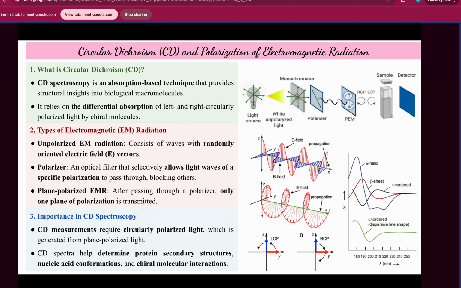Depending on the variable absorption of either of these two lights, different protein secondary structures can be identified, because each secondary structure has a unique absorption for these two circularly polarized lights. So this is just a representation. In later slides, we will see it in detail.